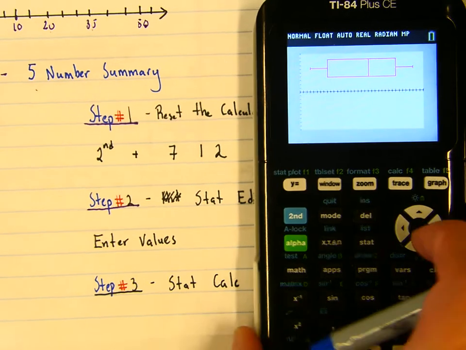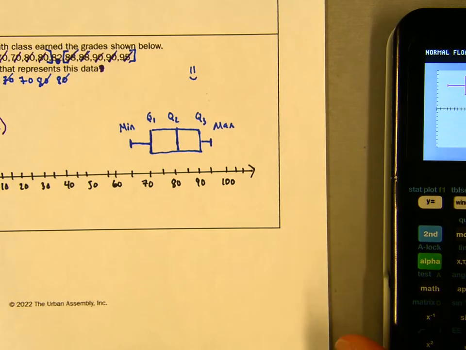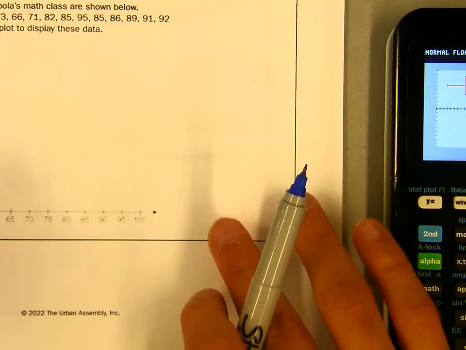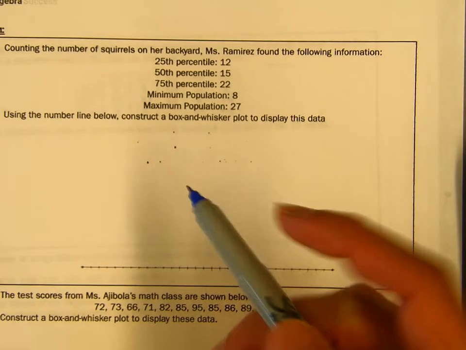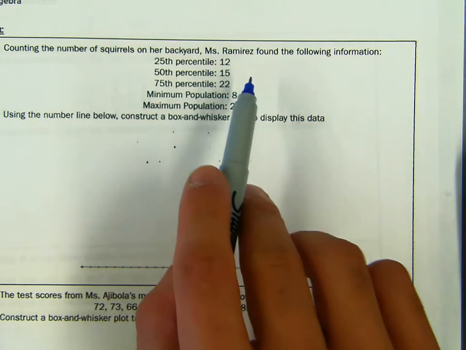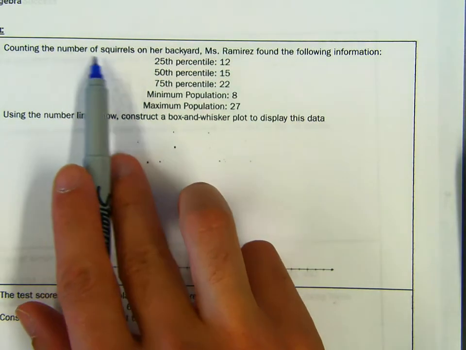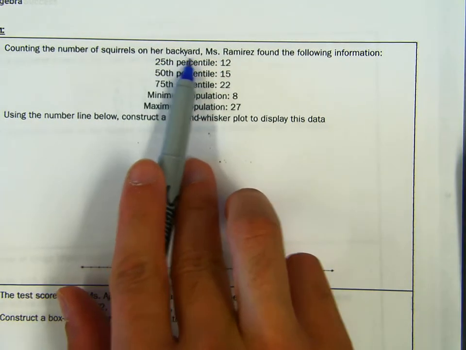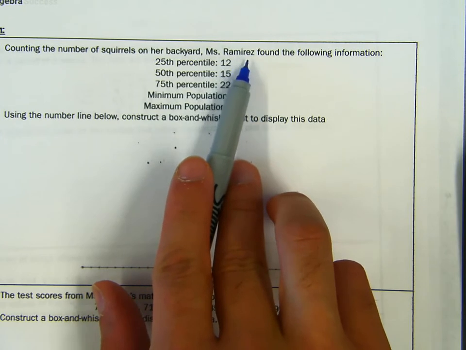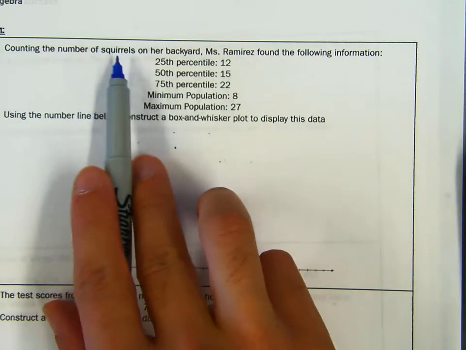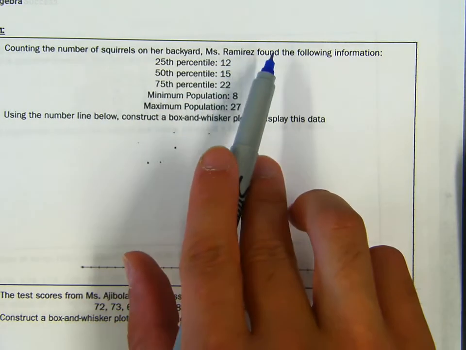Just something for you to see. What I'd like you to do is, with your new nice skills, try the next couple of questions on your own, right? What is this question saying? I actually laughed when I read this question. It said, counting the number of squirrels in her backyard. Who is this person? Who is Miss Ramirez? Who on earth is counting squirrels in her backyard? I did not create this problem.